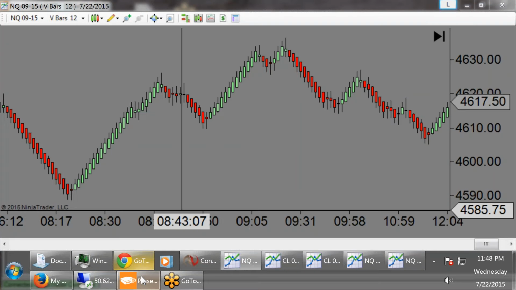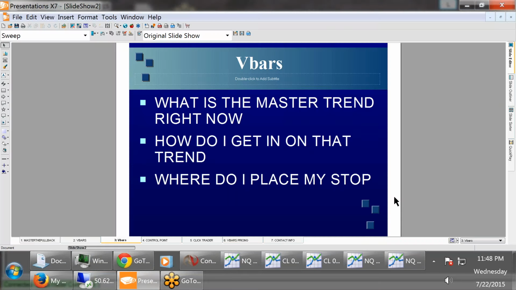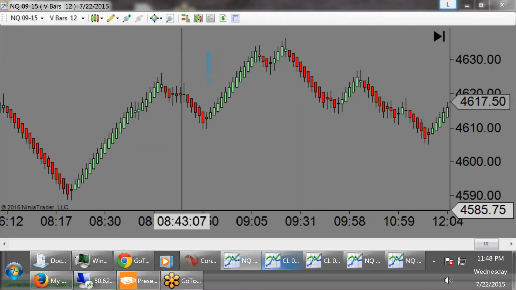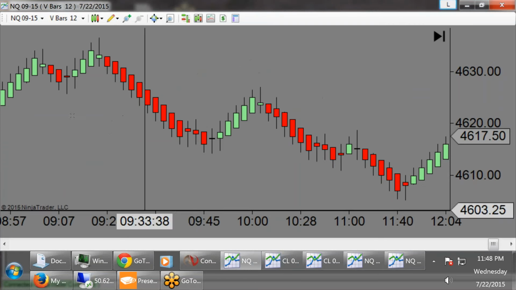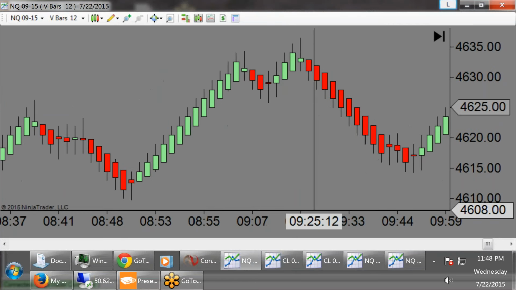The last thing that the V-bars help illustrate to you is where a person places their stop. Let me try to drill down here and show you. Let's look at these green bars right here.